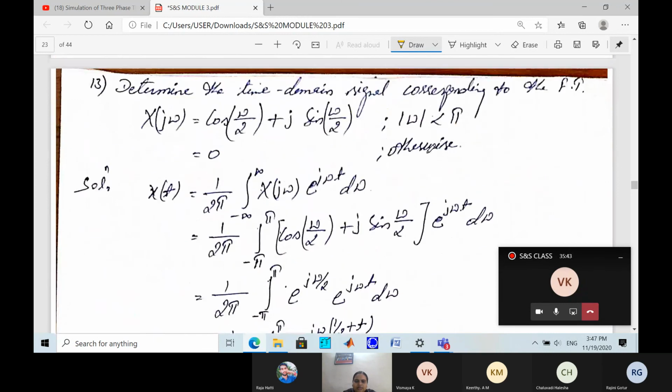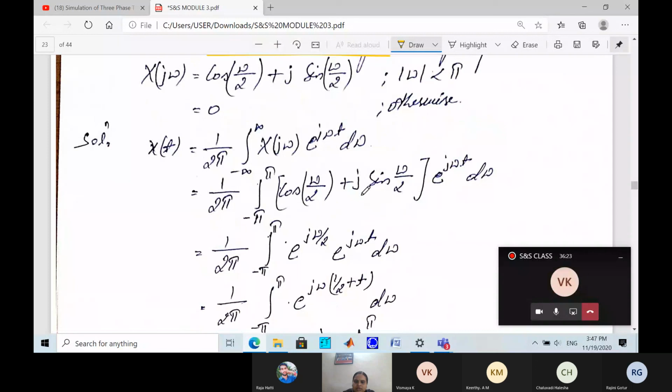Next, this is a simple problem where we have to find the time domain signal for a signal X of j omega. It's given as cos omega by 2 plus j sine omega by 2, where the magnitude of omega is less than pi. It's a mod function, meaning the limit goes from minus pi to plus pi. So x of t is 1 divided by 2 pi integration from minus pi to plus pi of cos omega by 2 plus j sine omega by 2, times e raised to j omega t d omega.